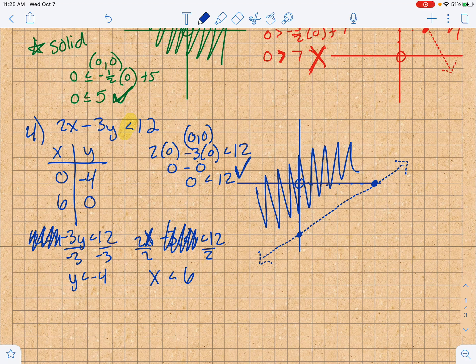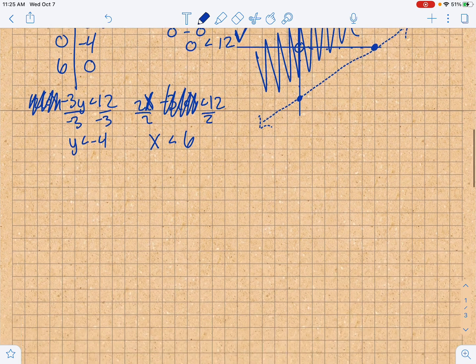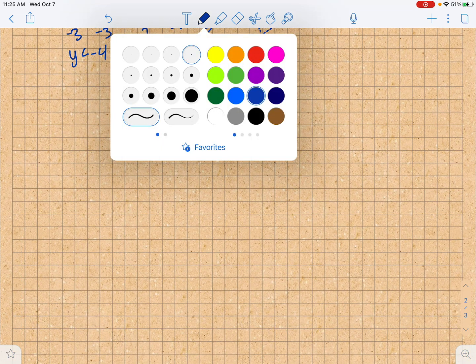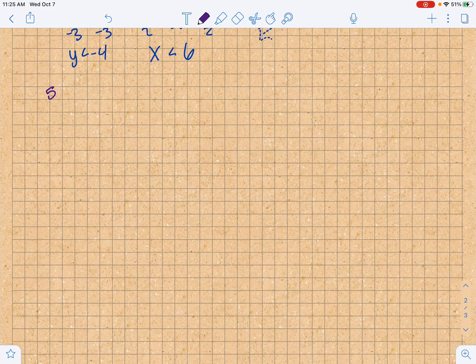Okay, let's try one more. So this next one's going to be, again, just a little bit different. I want you to see it, though, before we end. So number 5 is y is greater than or equal to 4/3 x. All right, so this one's a little bit different.